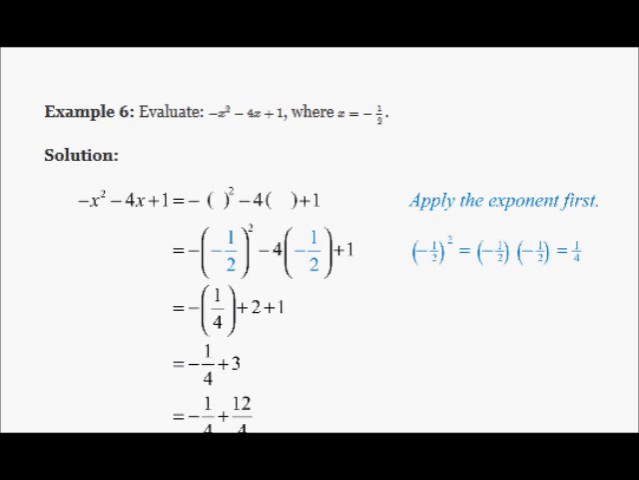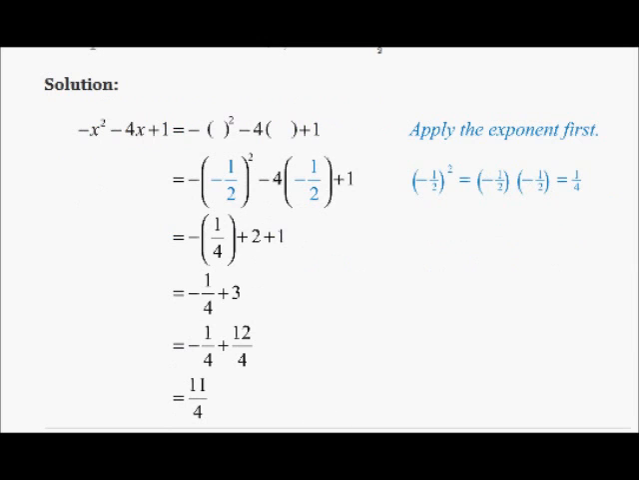Let's just show you how it's done. Positive 3 is the same as 12 over 4, right? So negative 1/4 plus 3 is equal to negative 1/4 plus 12 over 4, which is the same as 12 minus 1 over 4, which is 11 over 4, 11 fourths. And that can be rewritten as 2 3/4.